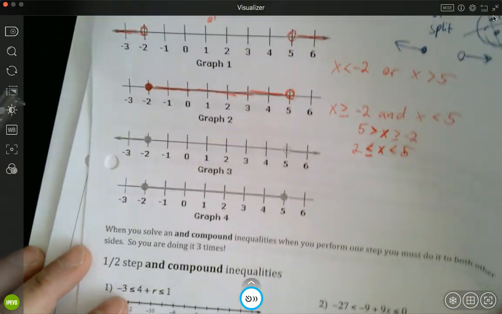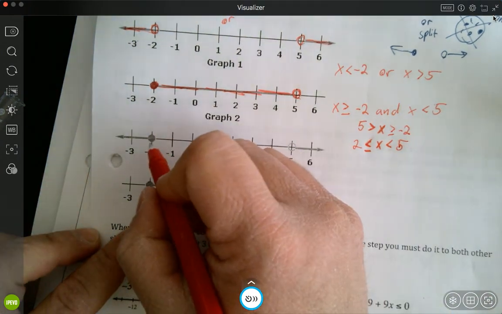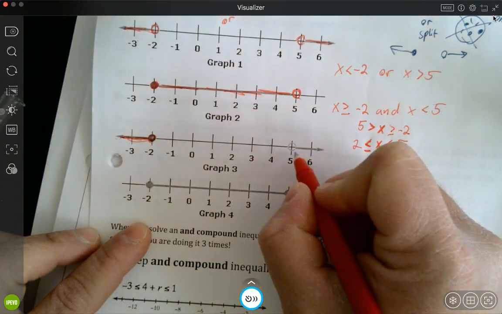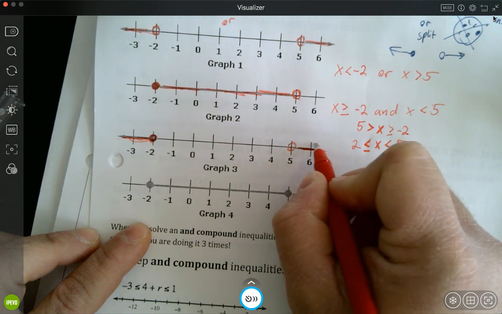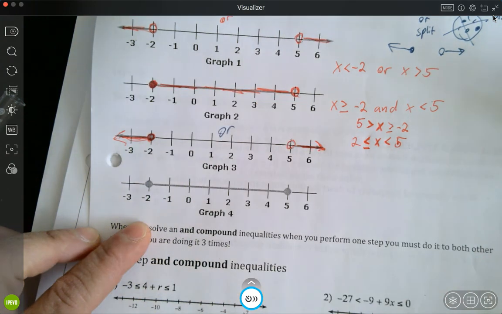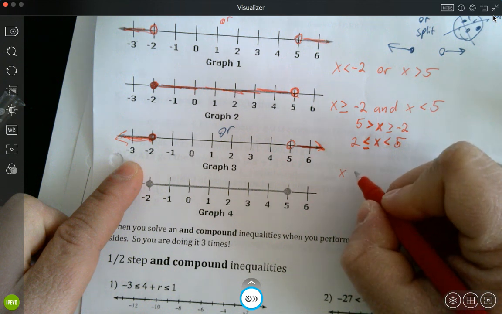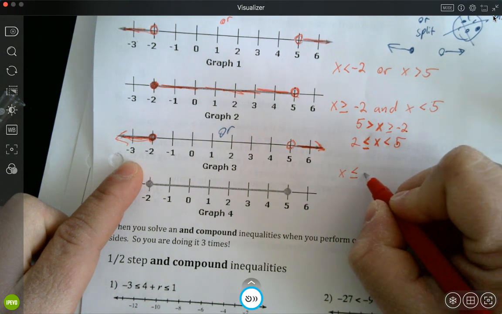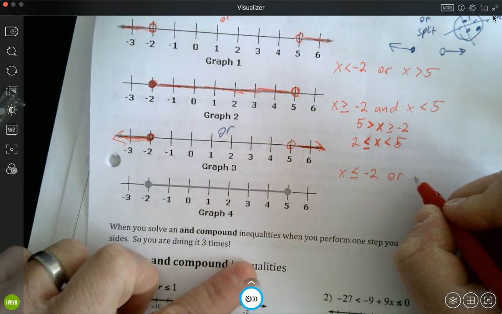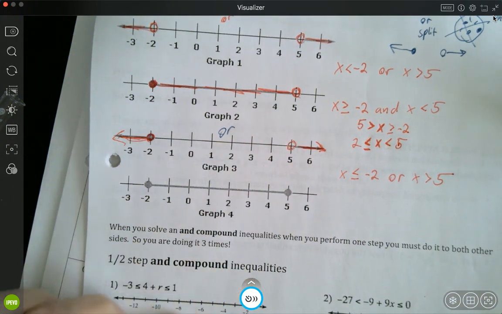Let's try number 3. It looks like it's going to be a split. So raise your hand. Is that going to be an or or an and inequality? So hopefully you wrote this will be an or. On the left side, who could write this part for me? X is less than or equal to -2. Or anybody want to write this part for me? X is greater than 5. So a little bit different than the first example.